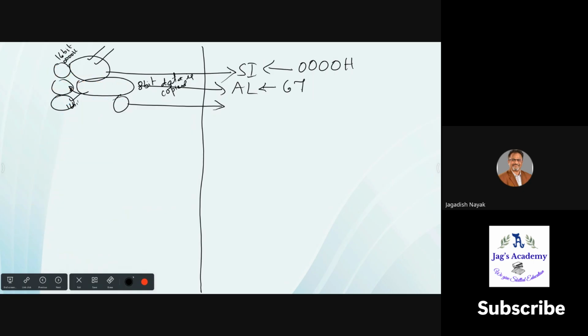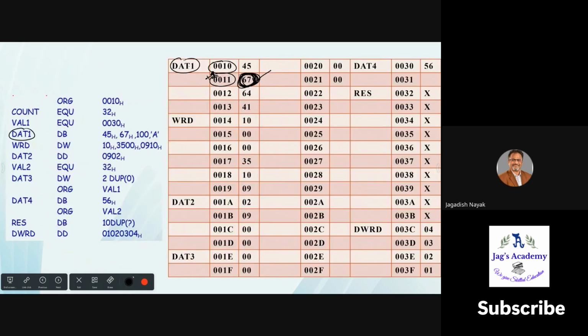Go back here. DAT1 plus 4. Where is DAT1? This is DAT1, right? Now DAT1 plus 4. 1, 2, 3, 4. DAT1 plus 1, DAT1 plus 2, 3, 4. This is the location now. This data will go to the BX register. This is what you have: MOV BX, DAT1 plus 4.